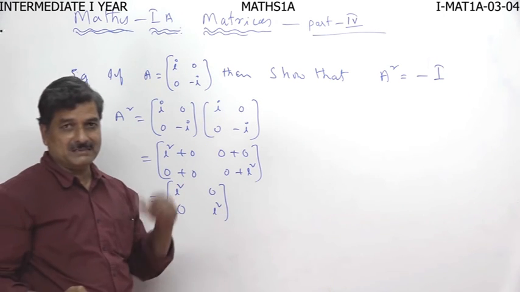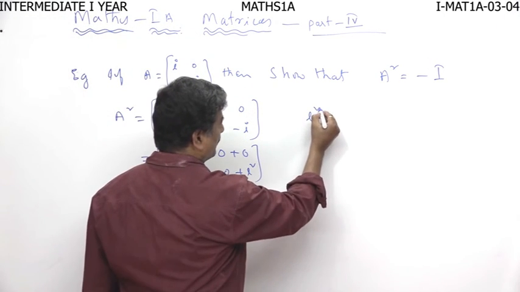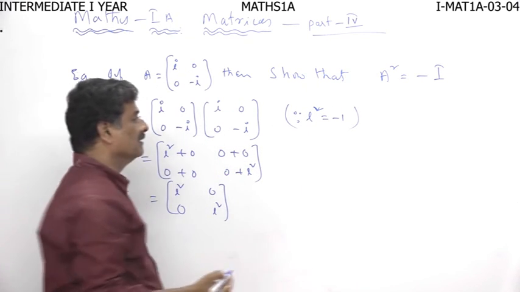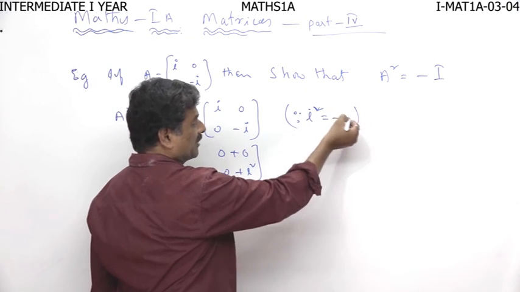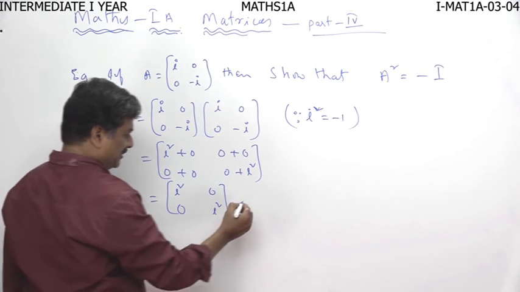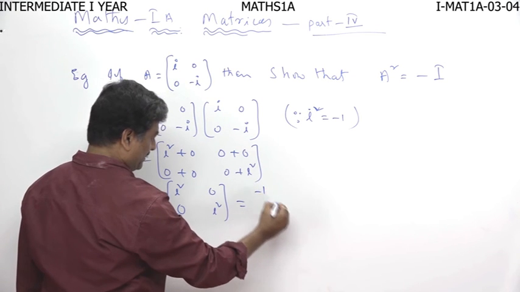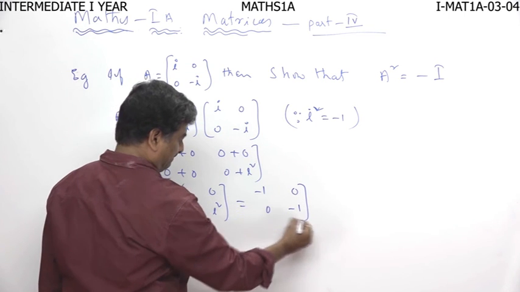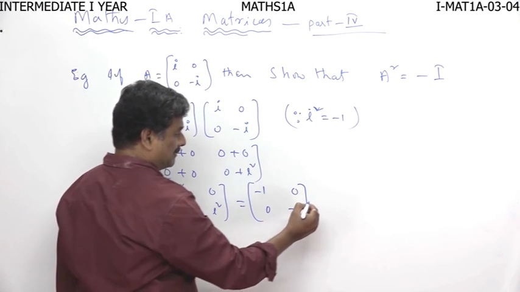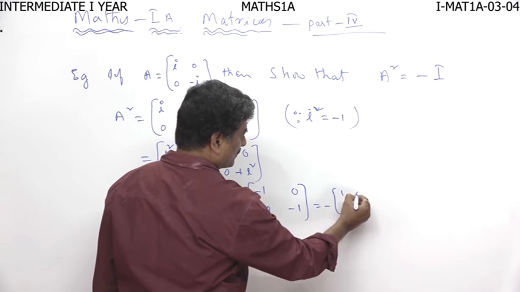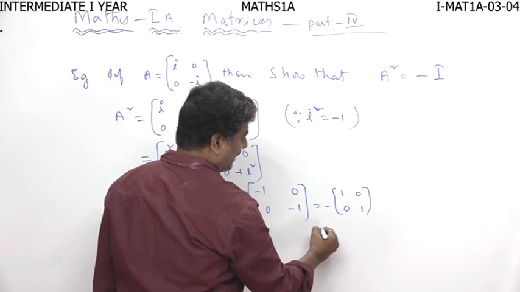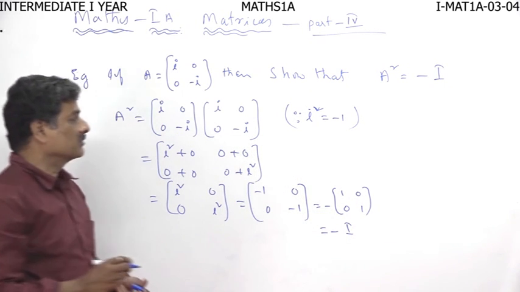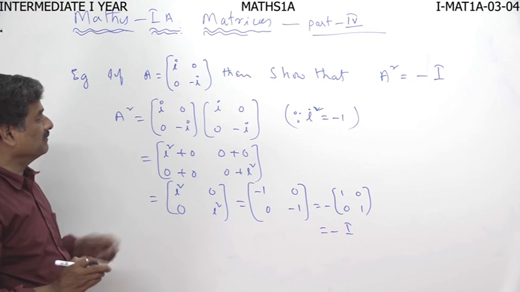In the problem, they didn't give the concept for us. I square value is minus 1. This is from complex numbers. I square value is minus 1. If I substitute that one, minus 1, 0, 0, minus 1. Again, I'll take minus common: 1 0 0 1, this is nothing but identity matrix of order 2, that is minus I. So this is one of the problems.